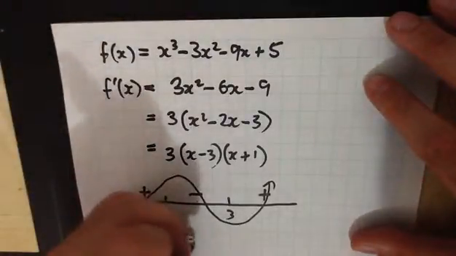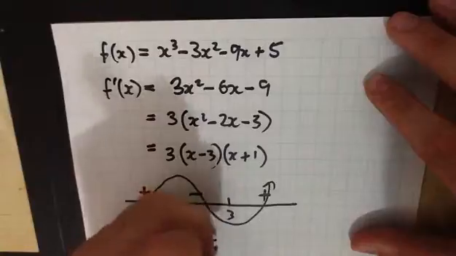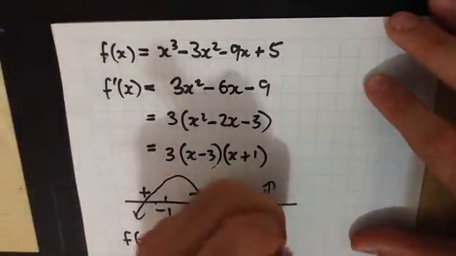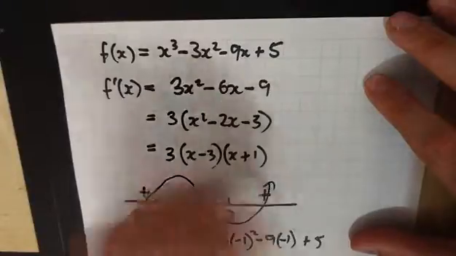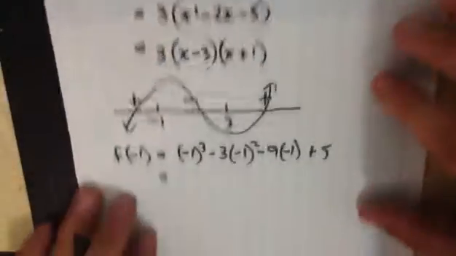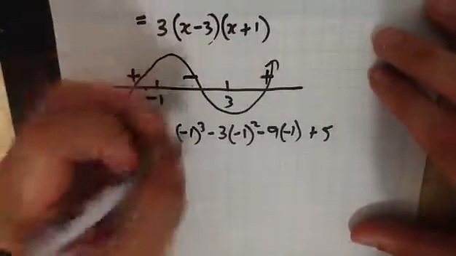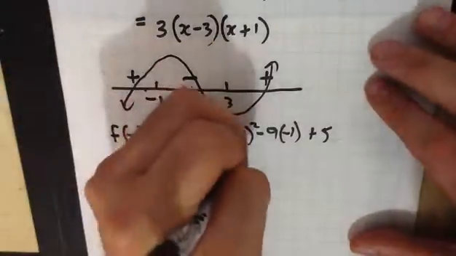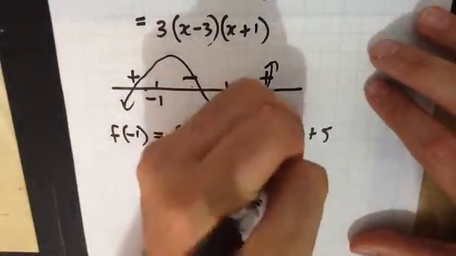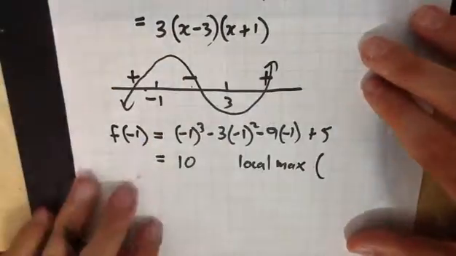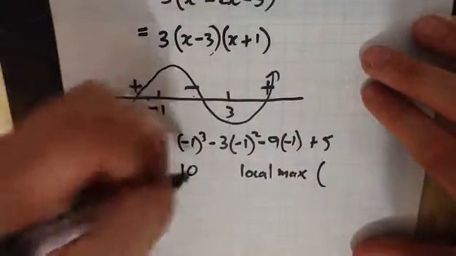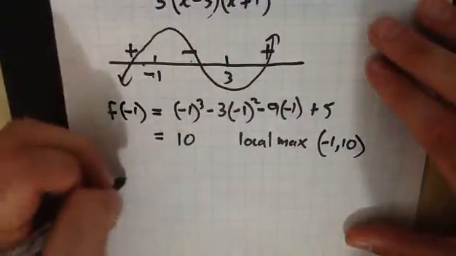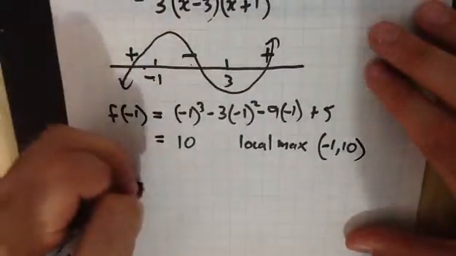So I'm going to do negative 1 cubed, take 3 times negative 1 squared, take 9 times negative 1, plus 5. That is going to equal 10. So I've got a local maximum at negative 1, 10.